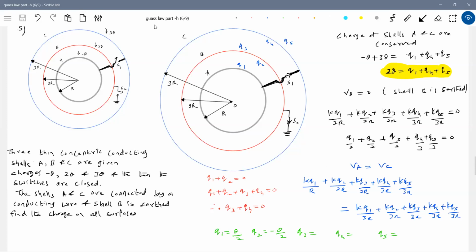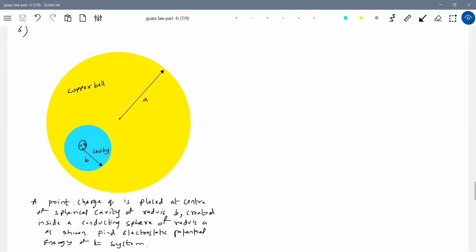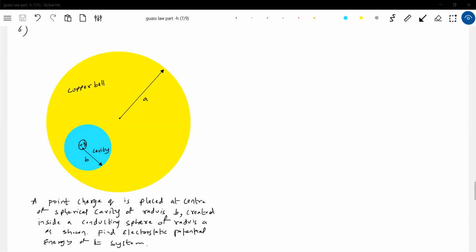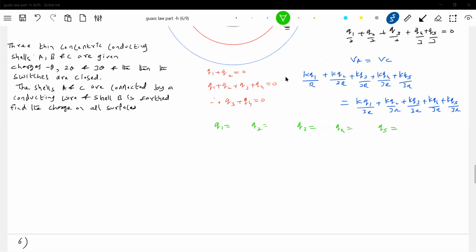Can you solve it later on? I'll proceed to the next question. This is one more very fundamental one. Q1 is 4Q by 11. Oh, I'll change it. Q1 is 4Q by 11. Q3 is minus 5Q1. Check the answer later on. Okay, then maybe.